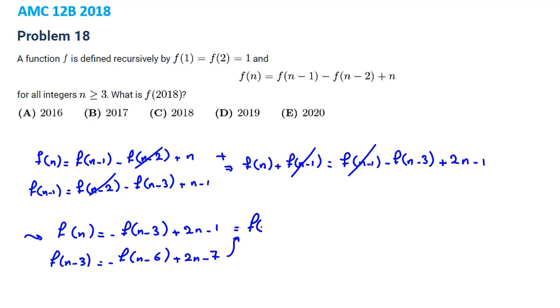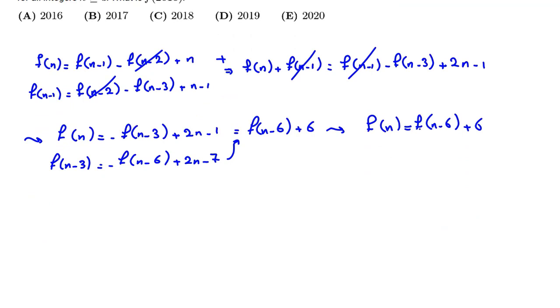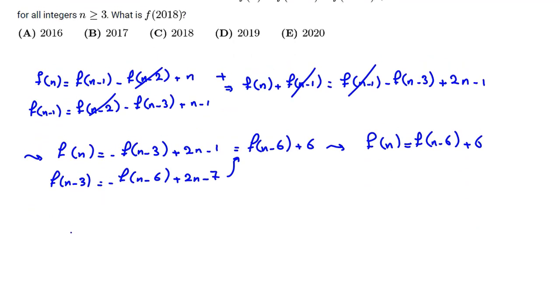It will be plus f(n) minus 6, and minus 2n plus 2n will be cancelled. Minus minus 7, 7 minus 1, 6. Now that's good. If you solve some problems with the telescoping rule, when you see this, it is so good. We can write this. Now the problem says f of 2018 is what?